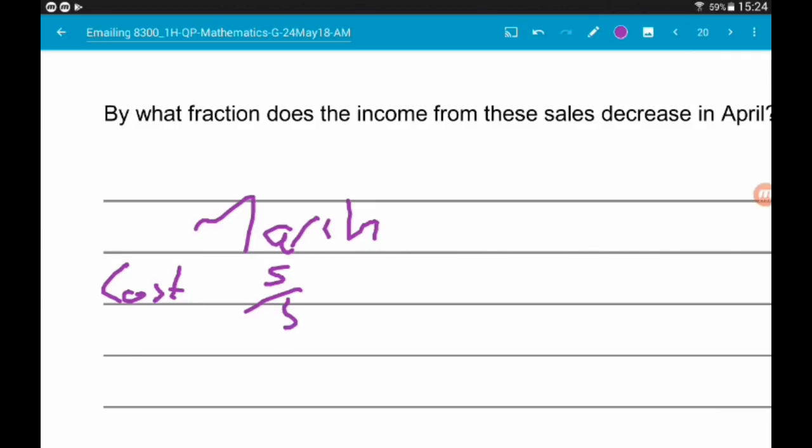Whatever it was, 100% of that price. Now, in April, this has increased by 1/5. So it's gone up to 6/5. So in April, he is selling laptops at 6/5 of the price he was selling them in March.